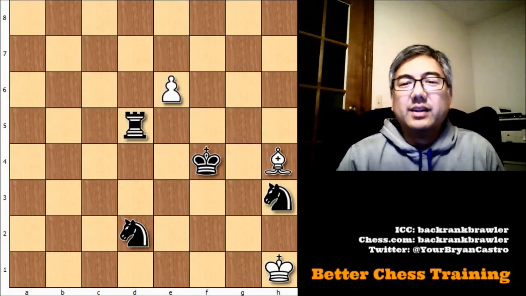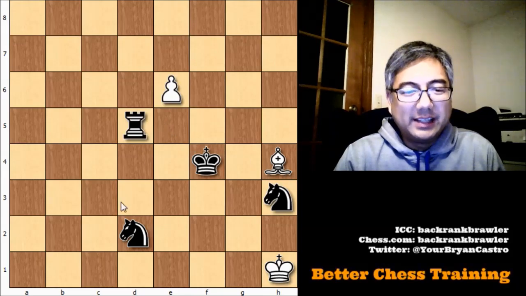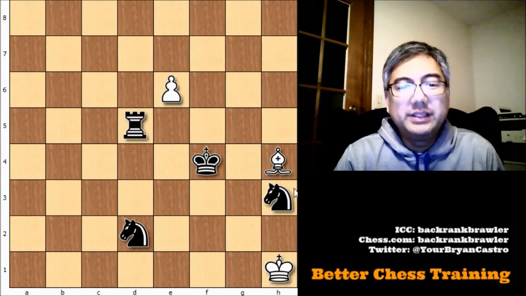Okay, well, let's take a look at this position here. We can see here that black has a large material advantage.